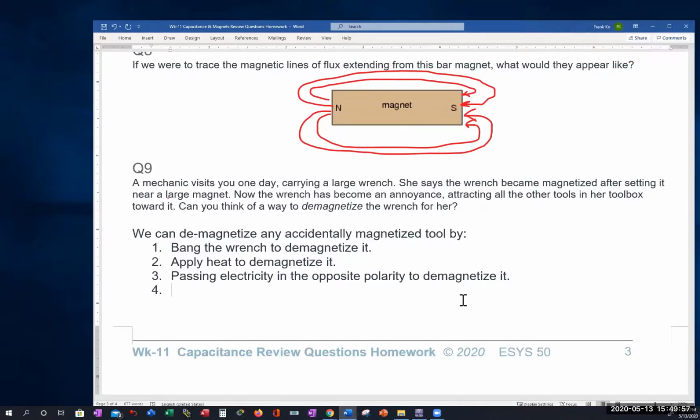Yeah, the last one was induction. If you can explain that. Yeah, induction is using another magnet with current. It's not dissimilar to number 3. Number 3 says we're going to pass electricity directly through it.